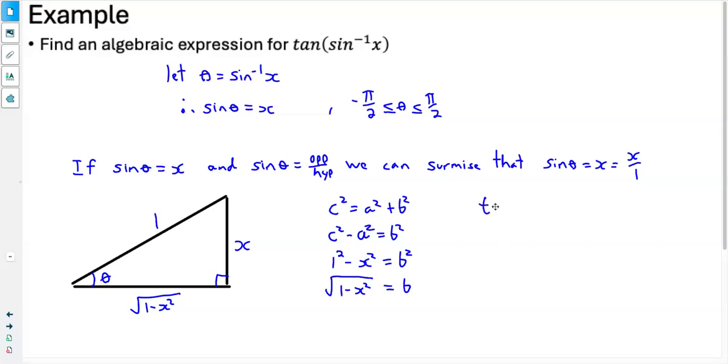Now we had tan of sin⁻¹ of x. Now we said that sin⁻¹ of x was theta, so we're looking for what tan of theta is. Now based off of this triangle, tan is our opposite, which is x, over our adjacent, which is the square root of 1 minus x squared.